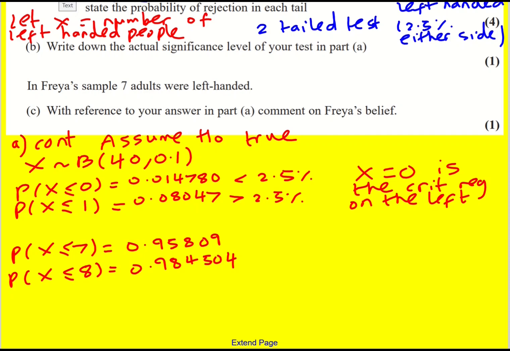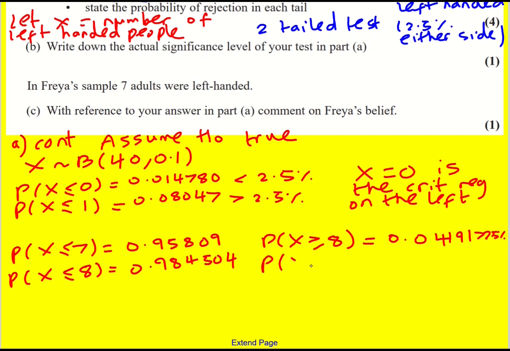And that means that if the probability that x is less than or equal to 7, then the complement is greater or equal to 8. And then we do 1 minus, and that ends up giving 0.042. Actually, a little bit more precisely, it's 0.04191. And this is greater than 2.5%.